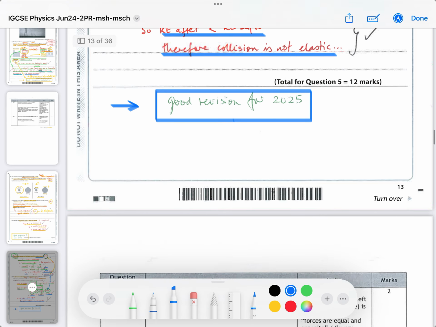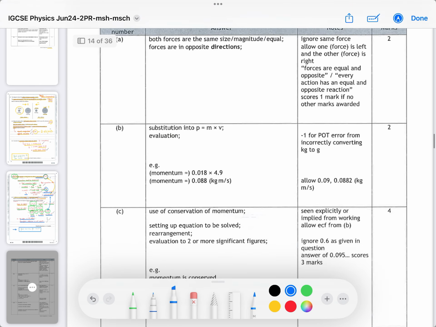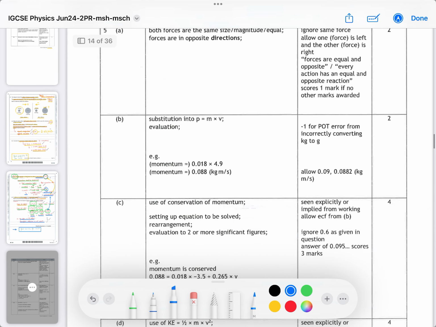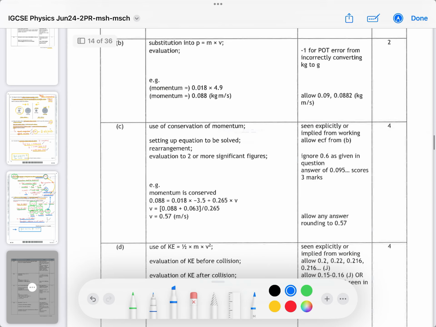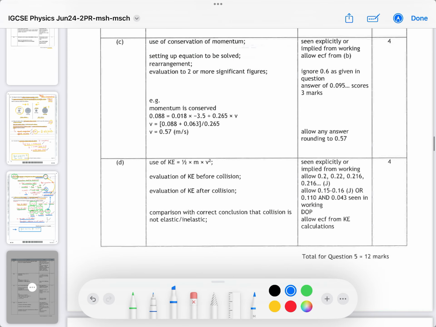Okay, so that's question 5, and here's the mark scheme. Okay, A and B, C and D. 12 marks.